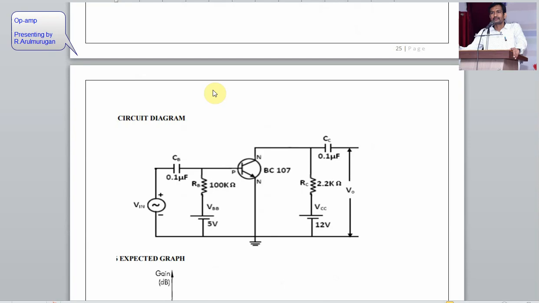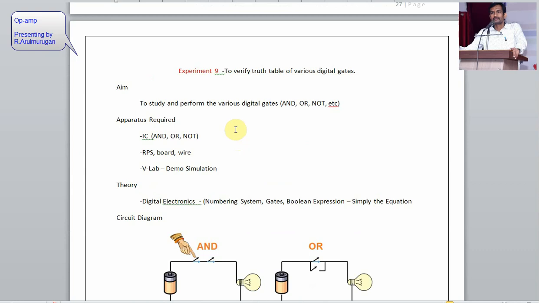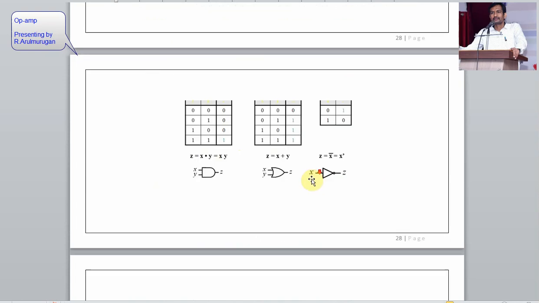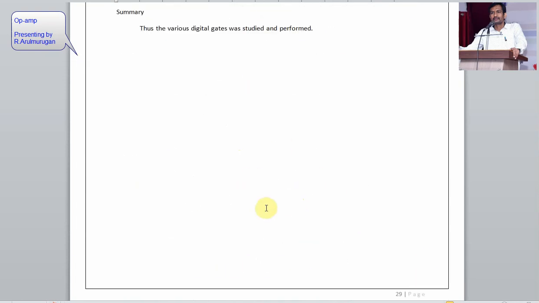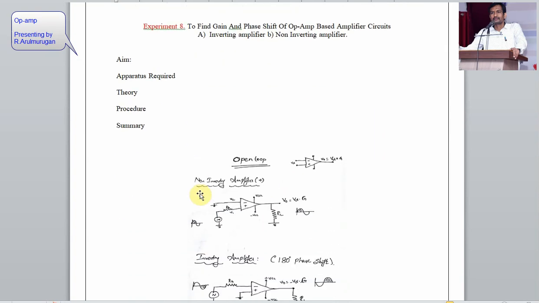So last class we discussed two experiments. One is the rectifier, half wave as well as full wave rectifier. The next one is truth tables, verified on various gates: AND gate, OR gate, NOT gate. We also covered the circuit diagram and truth tables, so we completed that. So let's go with today's experiment.